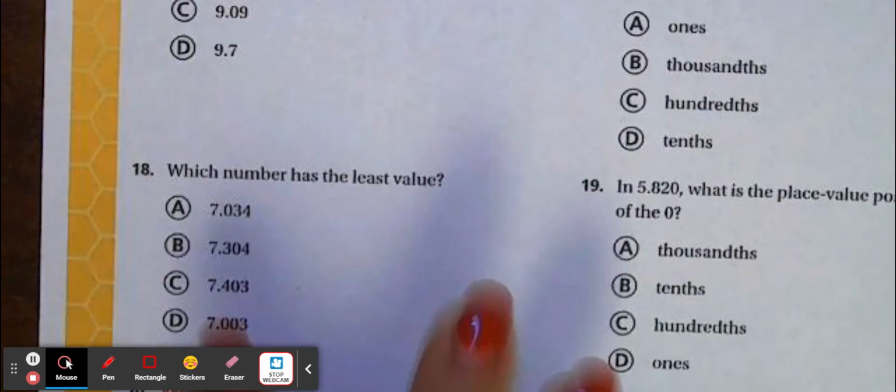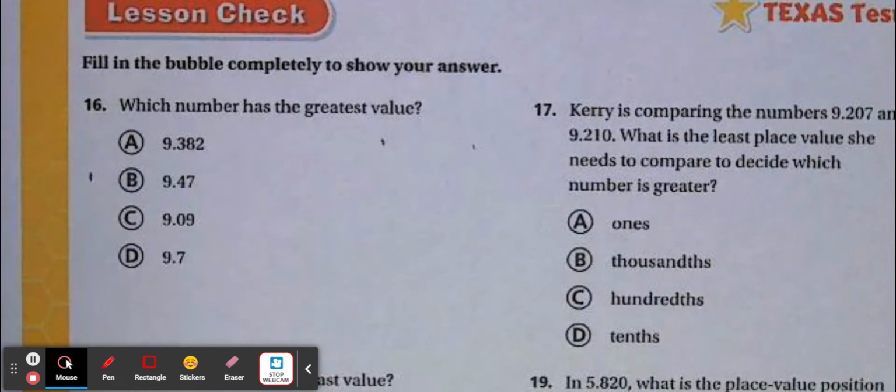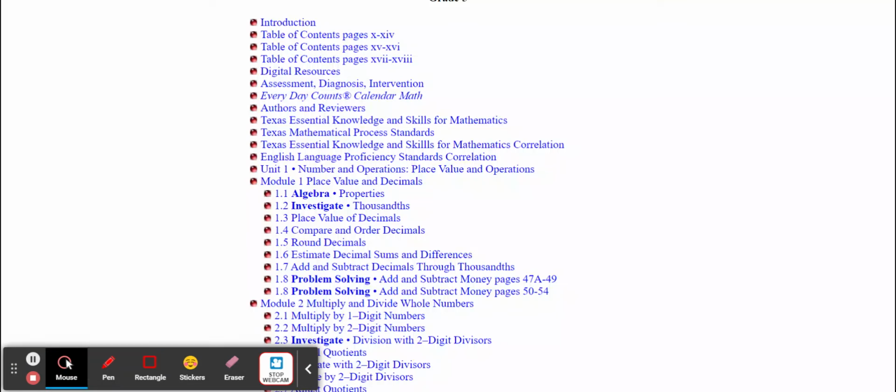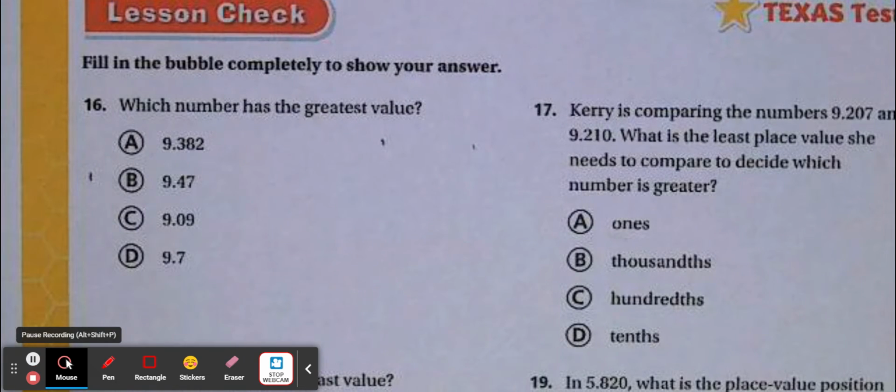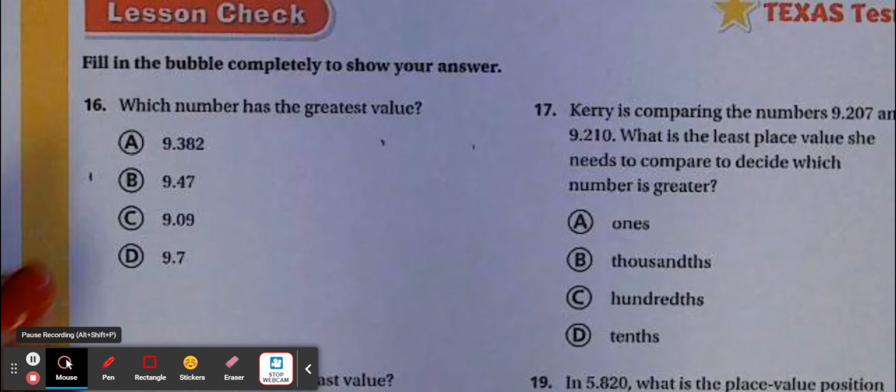All right, let's go to the next one. Let's look at 16 and 17. I want to make sure, hold on just a sec. Okay, so bubble in completely to show your work. Which number has the greatest value? So you're going to be stacking your numbers.